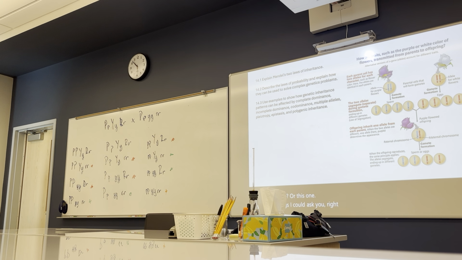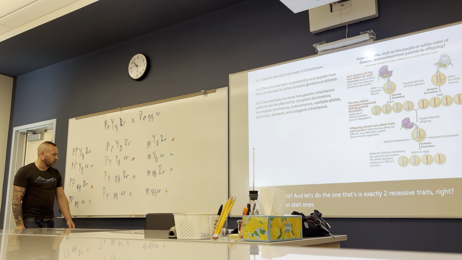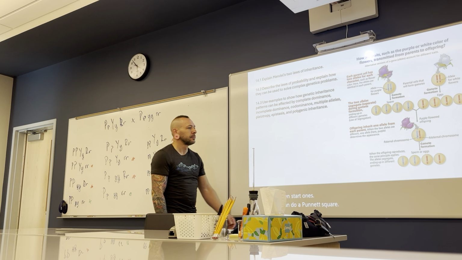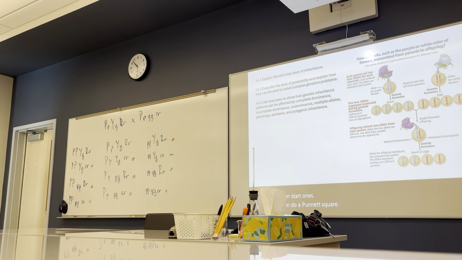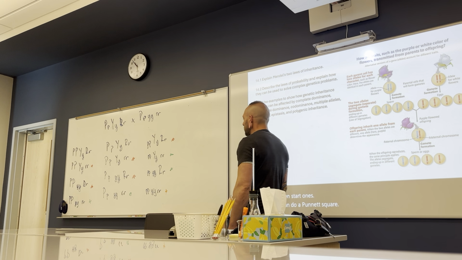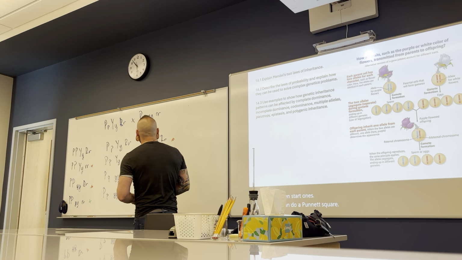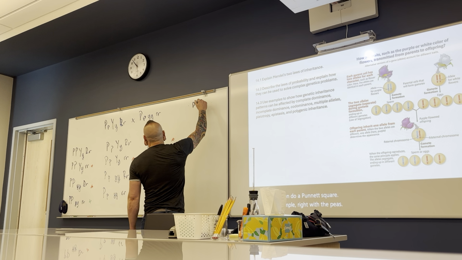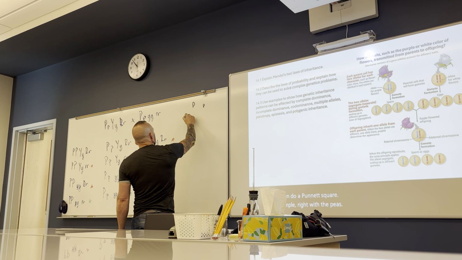So all things I could ask you: What proportion have one recessive trait? What proportion have two recessive traits? What proportion have three recessive traits? What proportion have at least two recessive traits? At least one recessive trait? So the question will vary. But if you can put out all the possible combinations, then just look at what I'm asking you for. Let's do the one that is exactly two recessive traits, the green starred ones. Well, then we can do a Punnett square. So, for example, with the peas, both heterozygous.